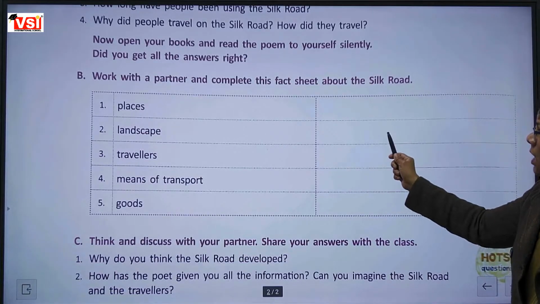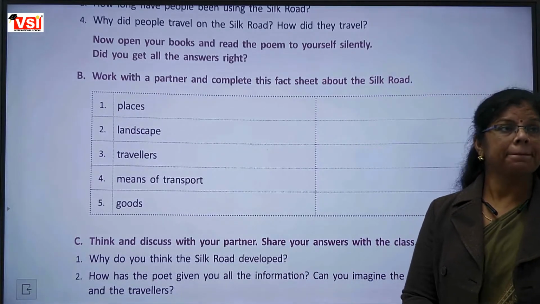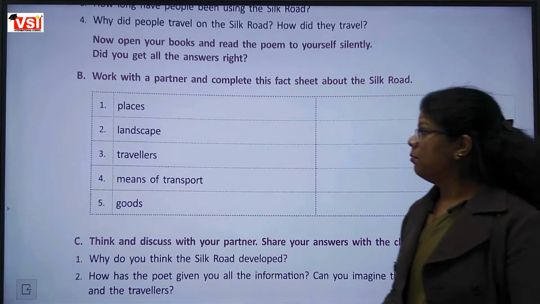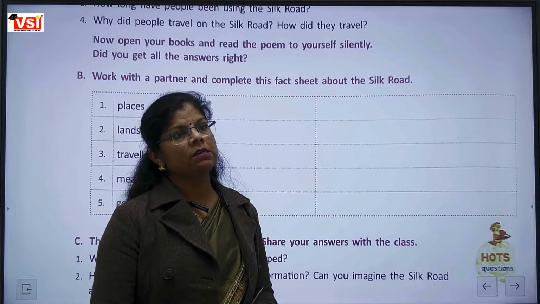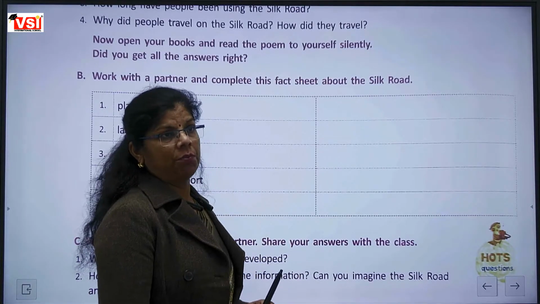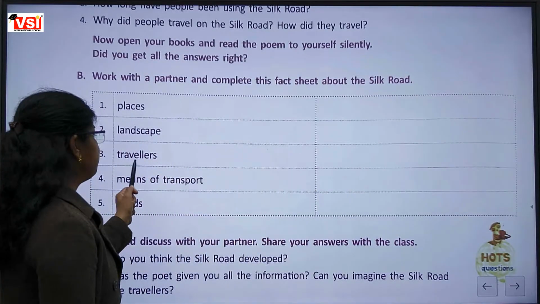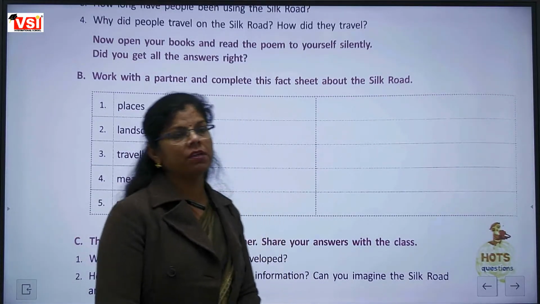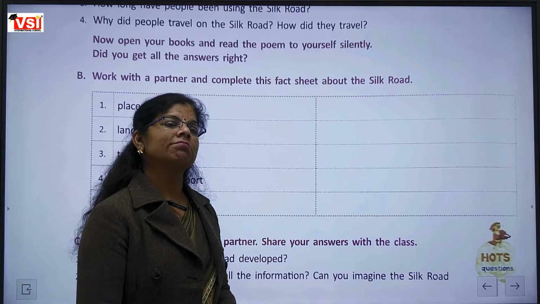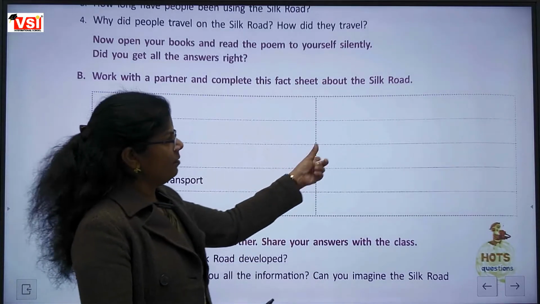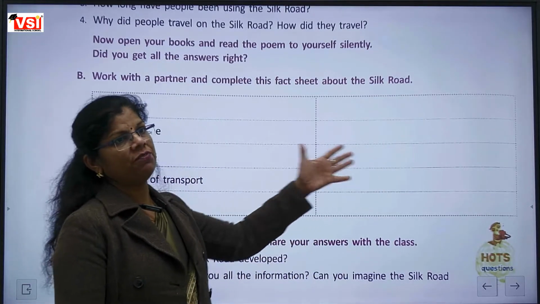Then which landscapes were told in the poem? Yes. Mountains, deserts, oases, markets, cities. These were the landscapes which were used within the poem. Next is travelers. What kind of travelers was this road having? Traders, merchants, families. Very good. Traders, merchants, and families. On the Silk Road, traders, merchants, and families were moving.